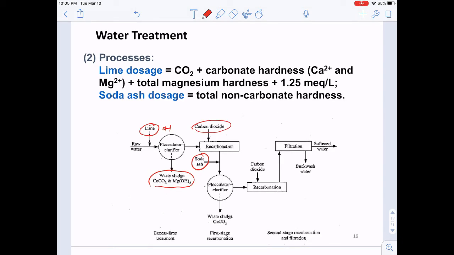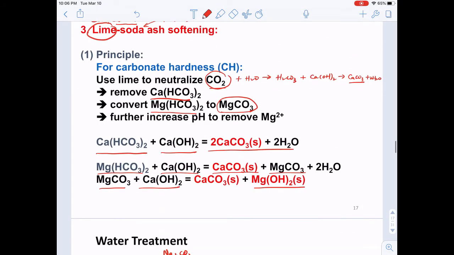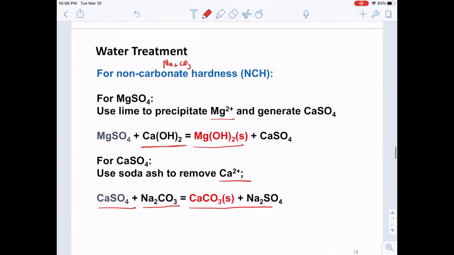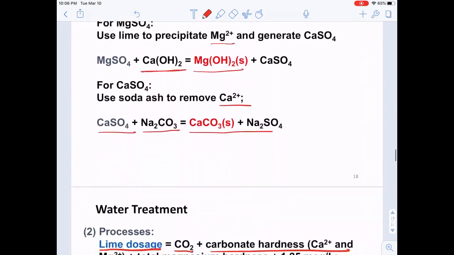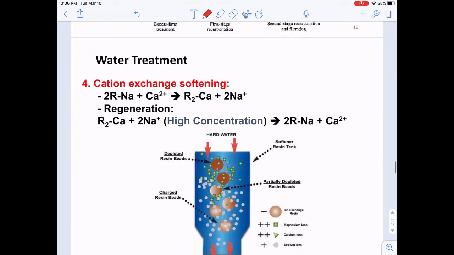Okay. So again, you can see that the lime dosage is going to be equal to the carbon dioxide concentration, plus the carbonate hardness, so both the calcium carbonate and magnesium carbonate, and also we need to include the total magnesium hardness. What happens is that first it will neutralize, and then the magnesium is going to react with the hydroxides, so basically we have to double the amount of the magnesium that's in the water. And in terms of soda ash, that's going to be just the non-carbonate hardness in the water.